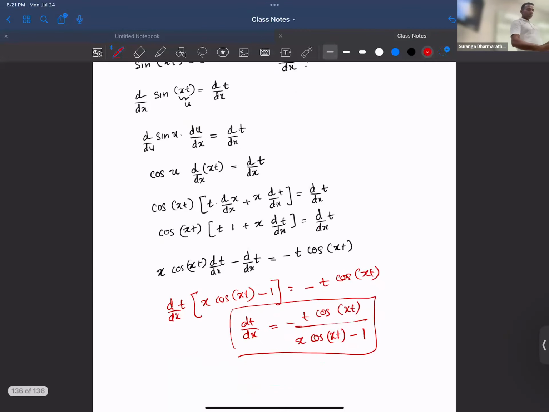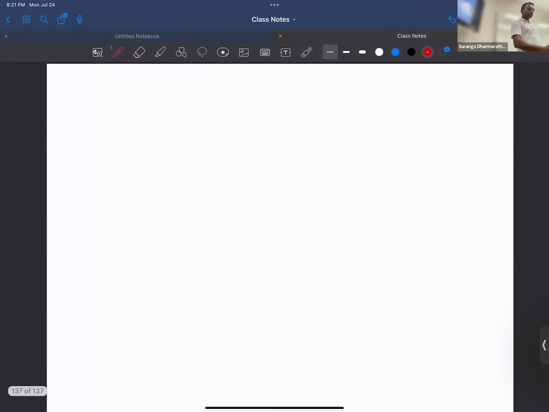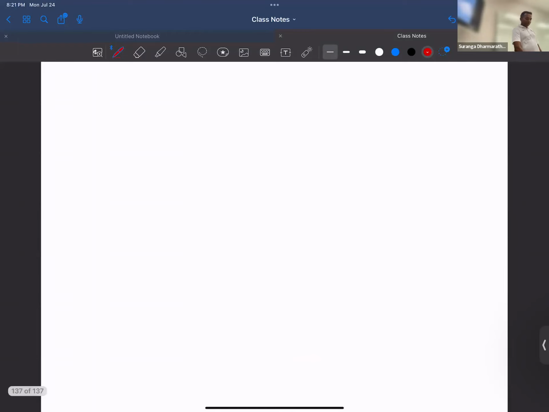Okay. So you can work out now most of these problems in this section. We have actually a different section within that section. That is derivatives of inverse trigonometric functions.